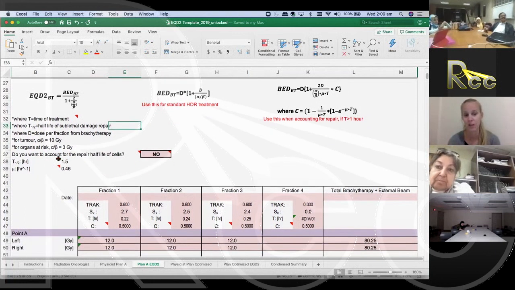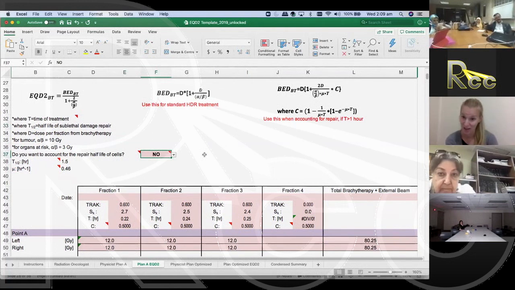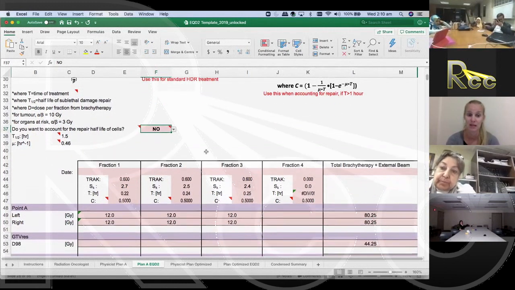So in the spreadsheet, if you want to account for the repair half-life of cells, so if you do have those really long treatment times beyond an hour or so, you would change this box to yes. So you would just choose yes, and that would change your EQD2 calculations. You'll see if you change it to yes for treatment times that are less than, say, an hour, hour and a half, the numbers will change, but they're not as accurate. So I wouldn't change that value to yes unless your treatment times are more than an hour, because it's actually less accurate if you change it to yes for treatment times that are less.